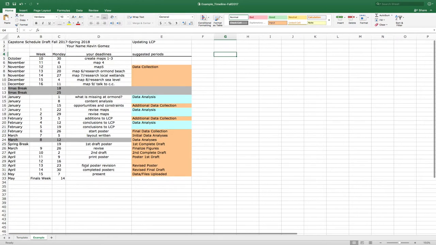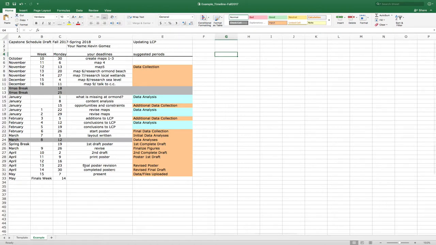But here's an example from someone. In this case, this guy's doing a GIS-based project. So in this particular project, a lot of what needs to be done is the generation of maps. And so this person's okay, deadline. So on this week, I have to have maps 1 through 3 made. I have to have map 4 made by the week of November 6th, et cetera, and going around, doing analysis and back and forth, right?